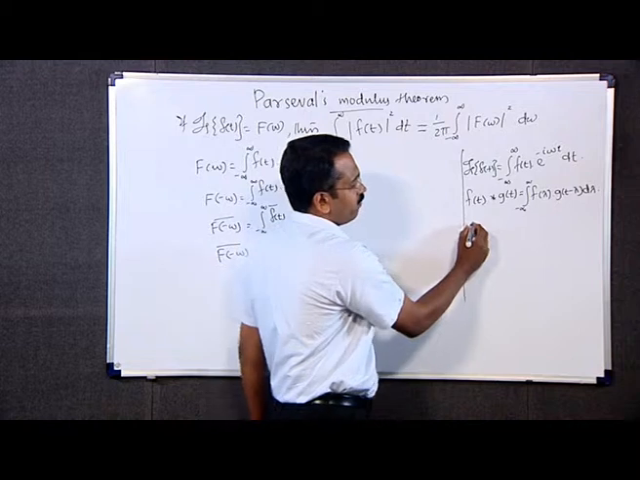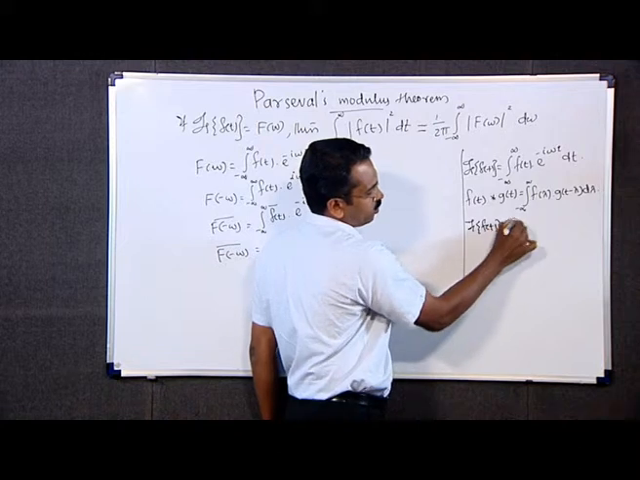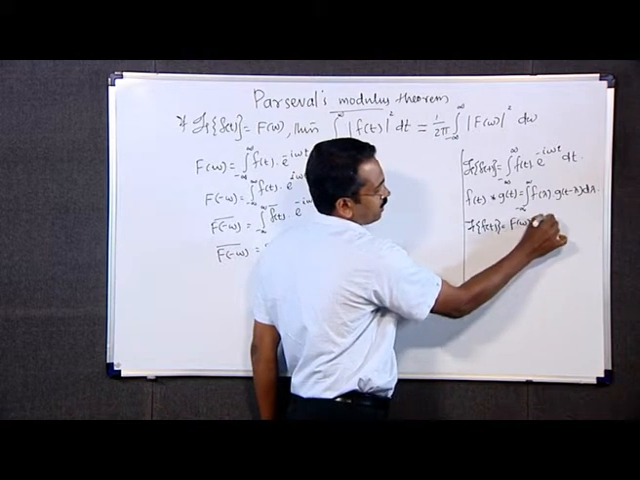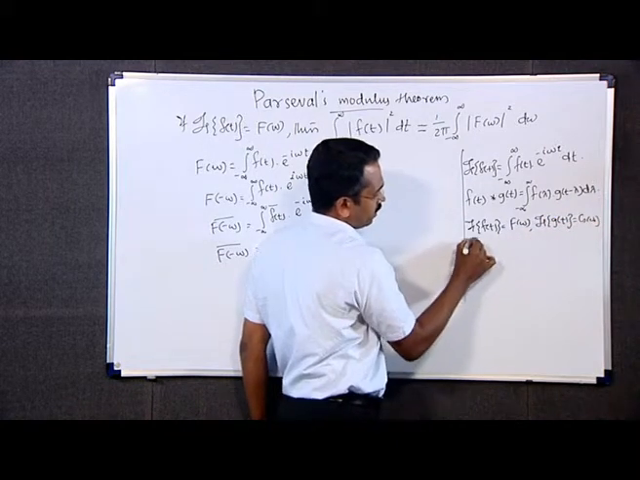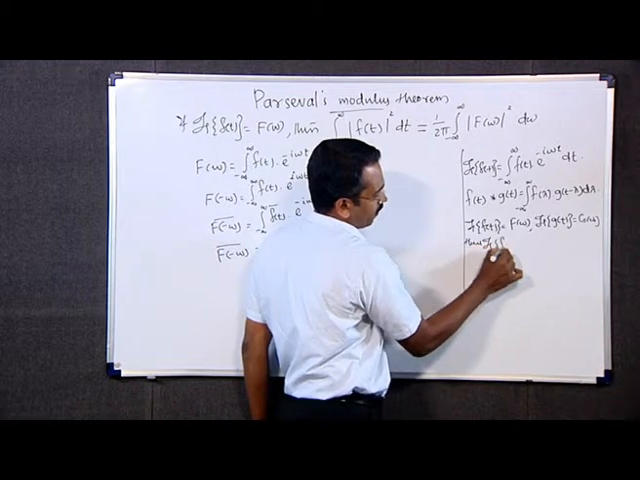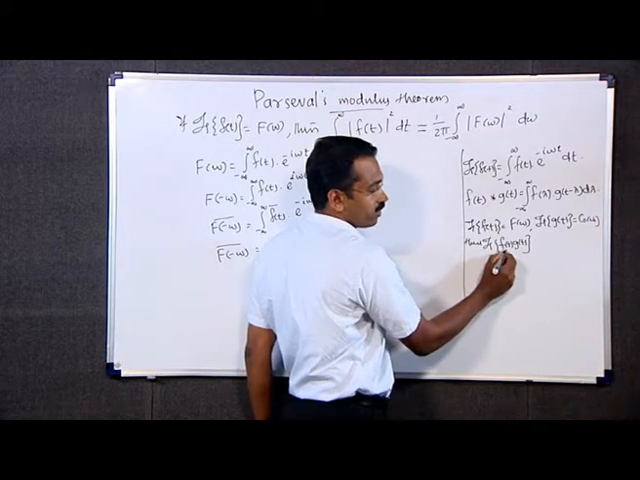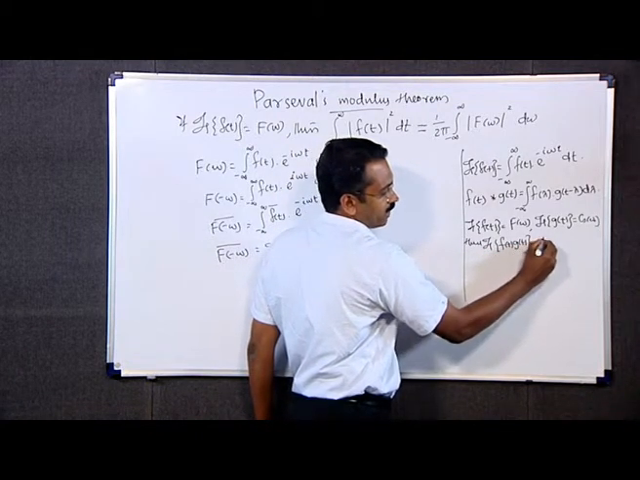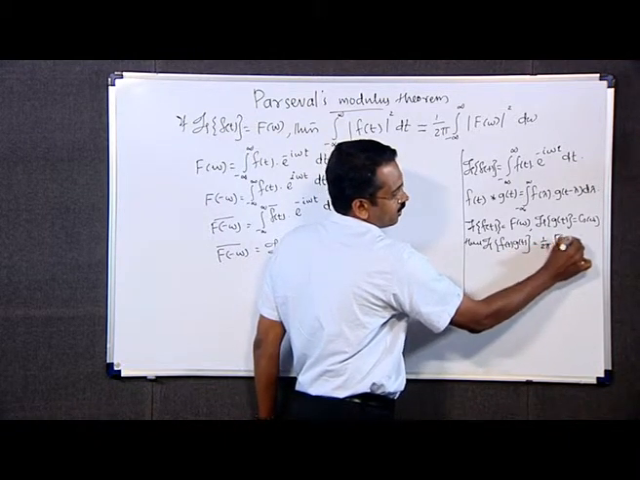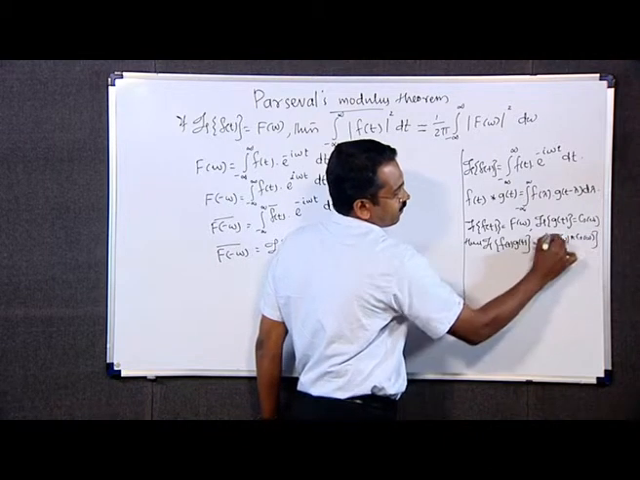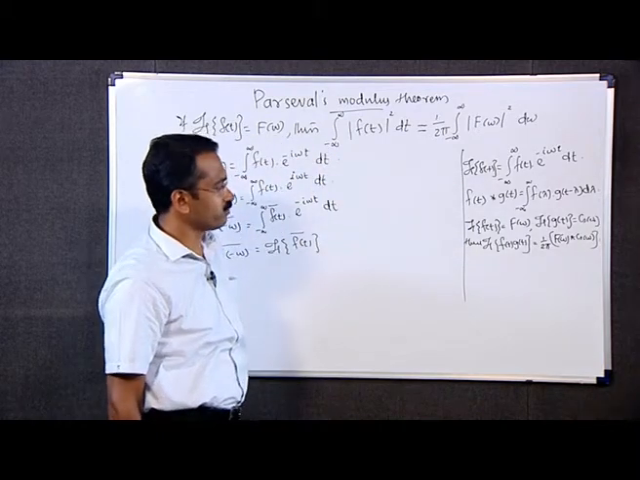Now, we know if the Fourier transform of f of t is equal to F of omega and Fourier transform of g of t equal to G of omega, then the Fourier transform of the product f of t into g of t is given by 1 by 2 pi into F of omega convolution G of omega. This is the frequency convolution property of Fourier transforms.